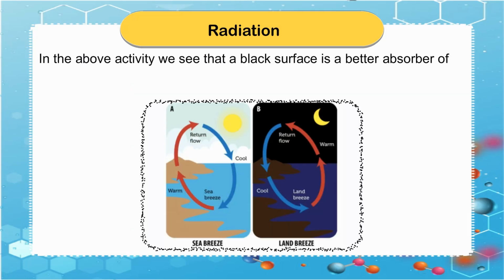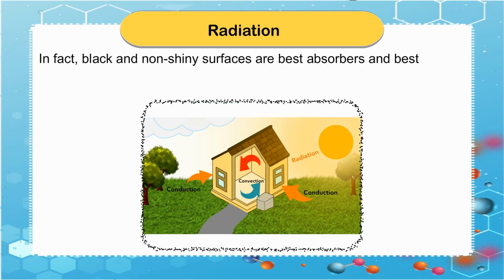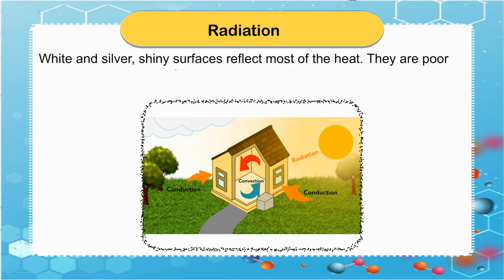In the above activity, we see that a black surface is a better absorber of heat than a white or silvery surface. In fact, black and non-shiny surfaces are best absorbers and best emitters of heat. White and silver, shiny surfaces reflect most of the heat. They are poor absorbers and poor emitters.